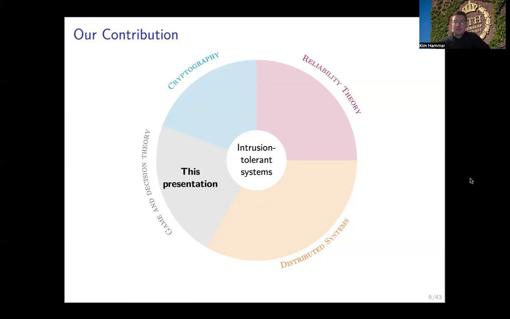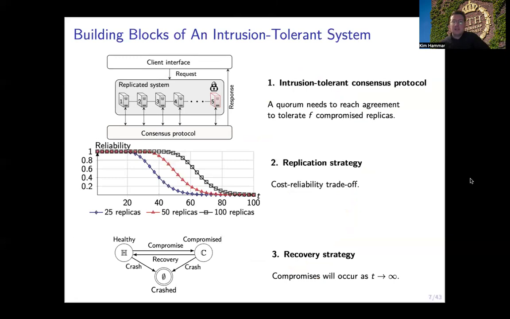In particular, if we look at state-of-the-art intrusion-tolerant systems as of today, they consist of three main building blocks. Firstly, you need to have an intrusion-tolerant replication protocol that allows your replicas to coordinate themselves and reach agreement on the response to a client request. Secondly, you also need to have a replication strategy that tells you how many replicas to use. And obviously, the more replicas you have, the more failures you can tolerate, but that also implies a higher cost.